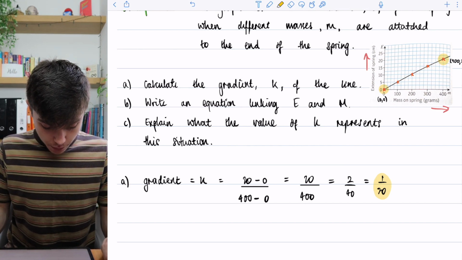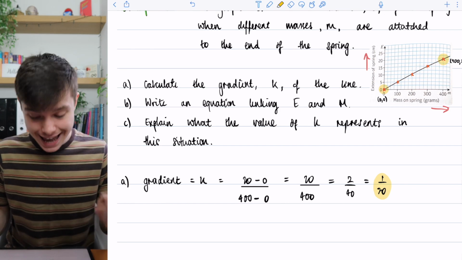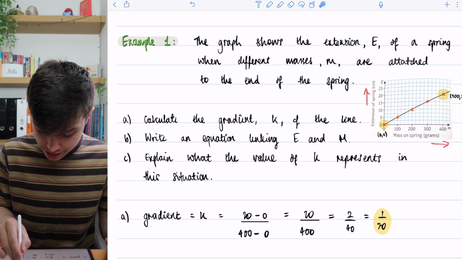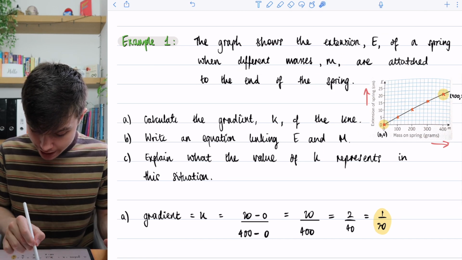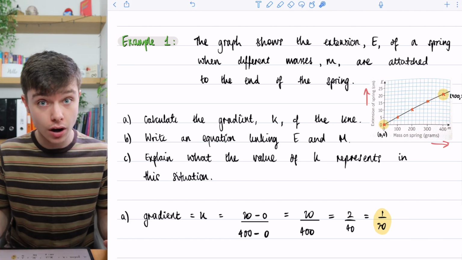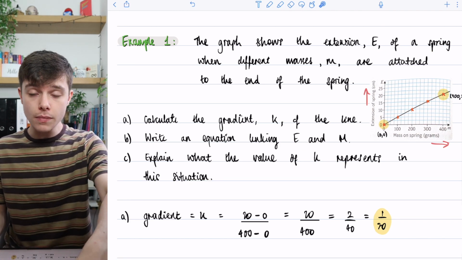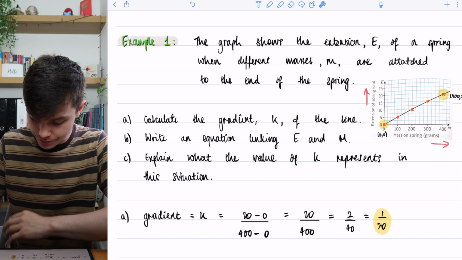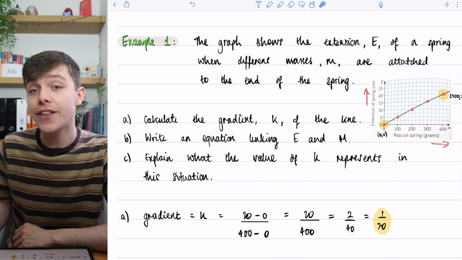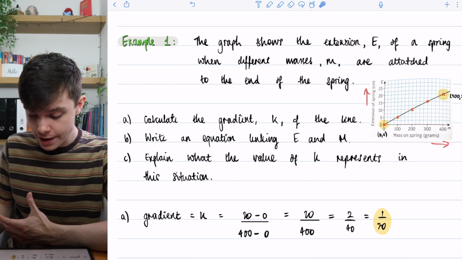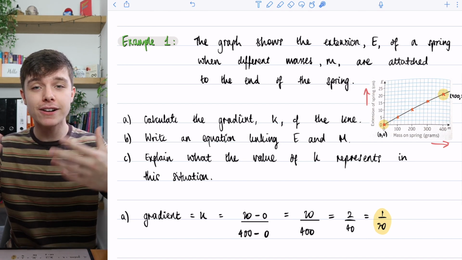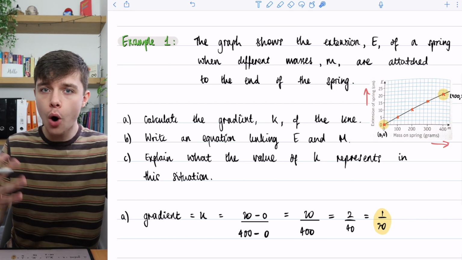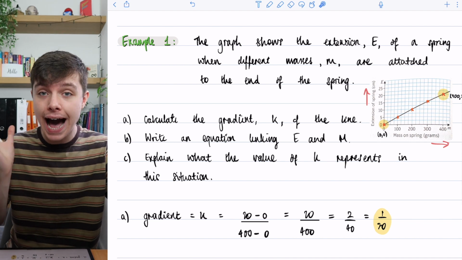Now what we want to do is write an equation linking E and M, okay? M is the mass of the spring. We can see here, we're told that M is the mass of the spring, and E is the extension of the spring. So we want to basically have E equals something in terms of M. So all we've really been asked to do is find the equation of the straight line. Now that's quite simple, okay? Y equals mx plus c is our general straight line, if you want to think about it like that. But here we've not got y and we've not got x, we've got E and M.